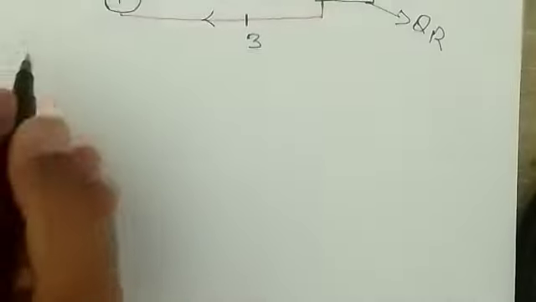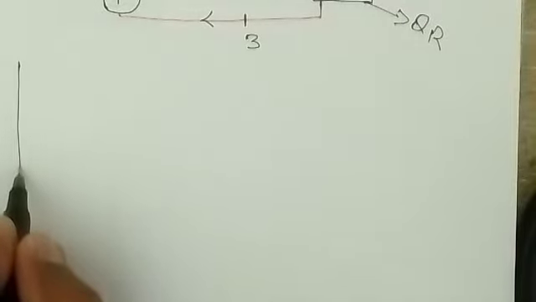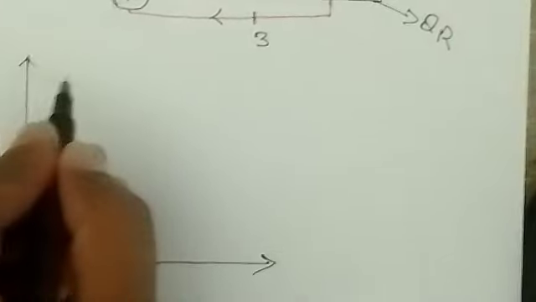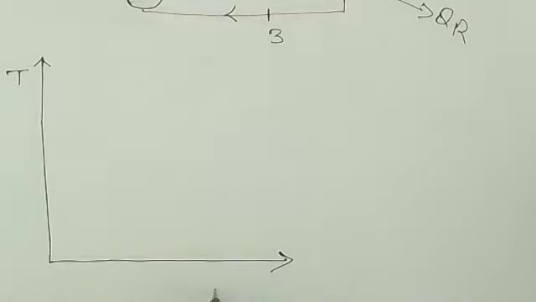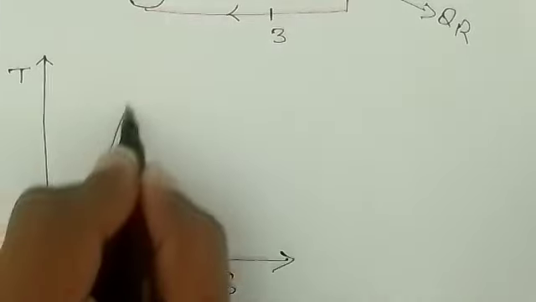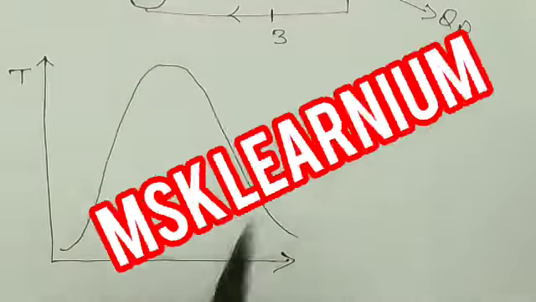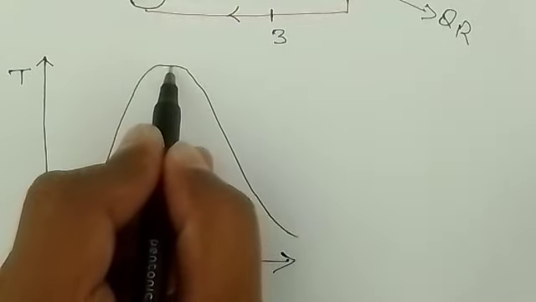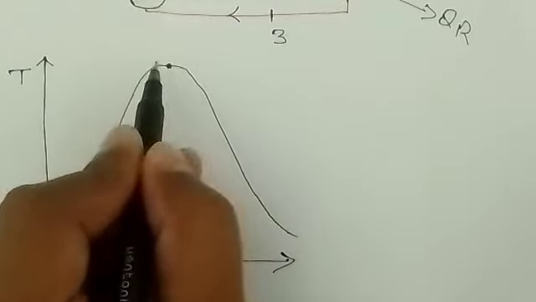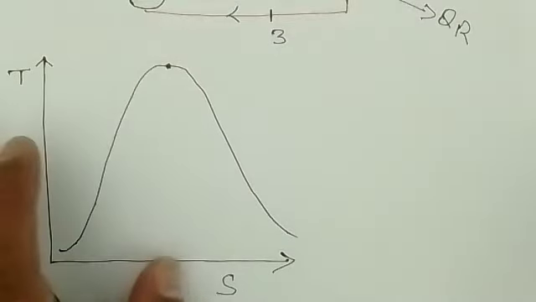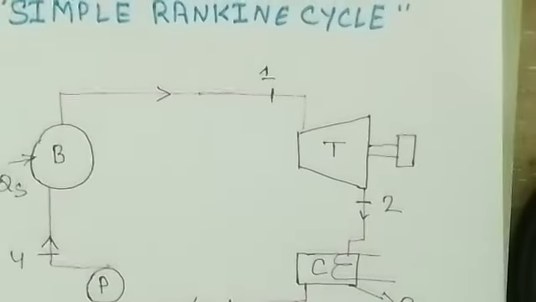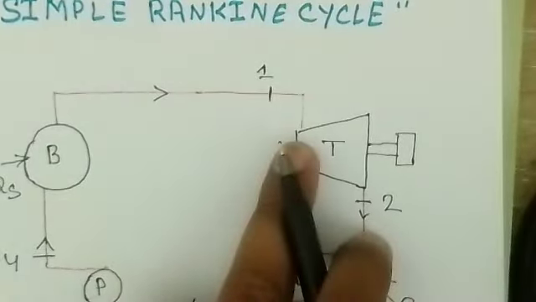Here we are drawing the temperature versus entropy diagram for the simple Rankine cycle, then things will be very easy. So this is what we are taking, temperature on the y-axis and entropy on the x-axis, right. So this is the dome line we can draw. As you know, this is the saturated vapor line and this is the saturated liquid line. The point where the saturated vapor and liquid lines are joining, that point we call the critical point, right?